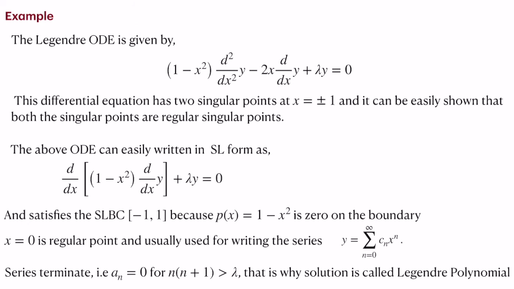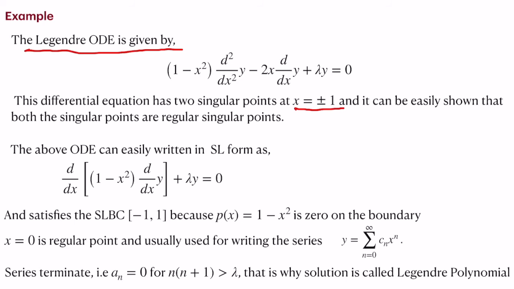This is what we call the standard Legendre polynomial. This comes up often in electromagnetism when we use the Laplace equation in spherical polar coordinates. Let's leave all the details for later. Let's look at the differential operator: 1 minus x squared times d2y by dx2, minus 2x times dy by dx, plus lambda times y is equal to 0. This differential equation has two singular points, at x equal to plus or minus 1, and both of them are regular singular points.